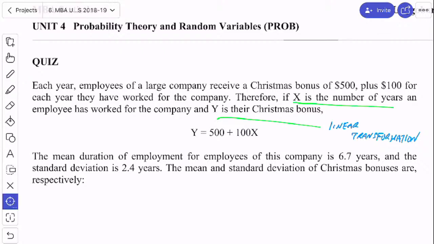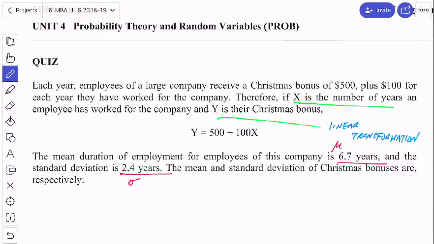Okay, but what's happening? I have all this information in this company about the number of years an employee works. From the information I have, I'm able to calculate the duration of employment on average and with a standard deviation. They work on average 6.7 years with a standard deviation of 2.4 years. Since it's a large company, I can say mu, and this is sigma, right? So it represents the population parameters.